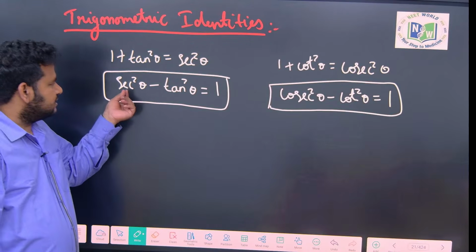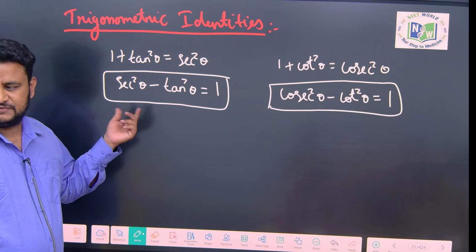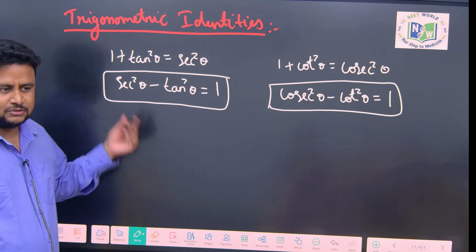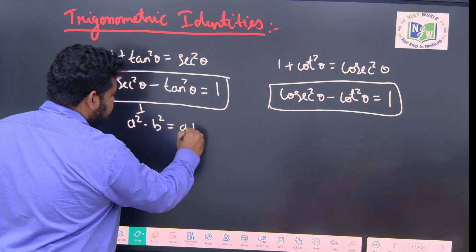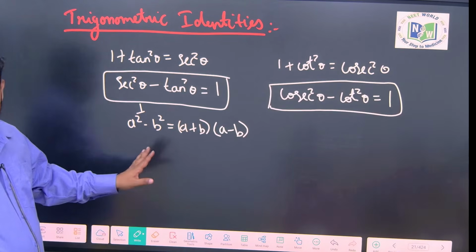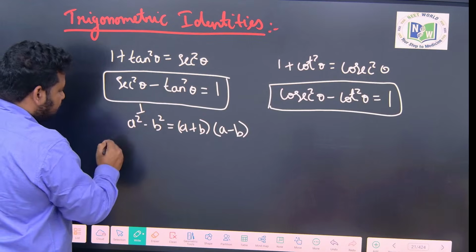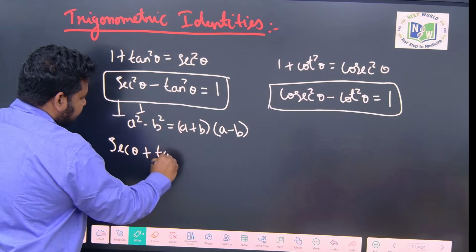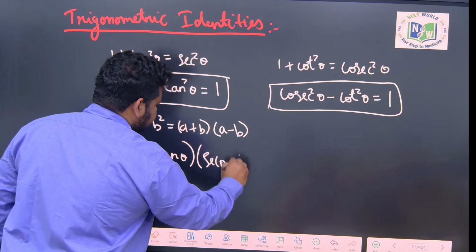Now, see here, secant square theta minus tan square theta, this is of which form? This is my question. Think correctly. A square minus b square, very good. That is nothing but a plus b into a minus b, correct? Now, what we can do here? If this is of this form, this one I can write as secant theta plus tan theta into secant theta minus tan theta.